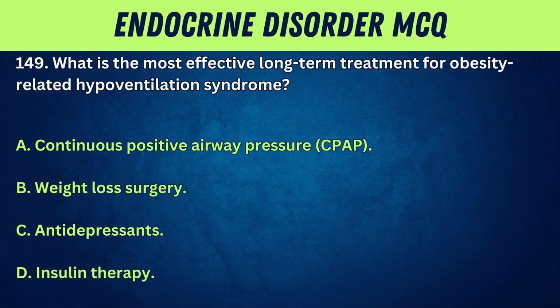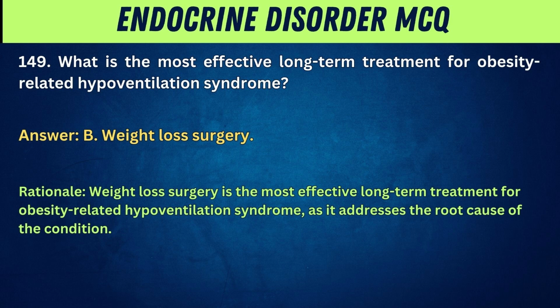149. What is the most effective long-term treatment for obesity-related hypoventilation syndrome? A. Continuous positive airway pressure, CPAP. B. Weight loss surgery. C. Antidepressants. D. Insulin therapy. Answer: B. Weight loss surgery. Rationale: Weight loss surgery is the most effective long-term treatment for obesity-related hypoventilation syndrome, as it addresses the root cause of the condition.